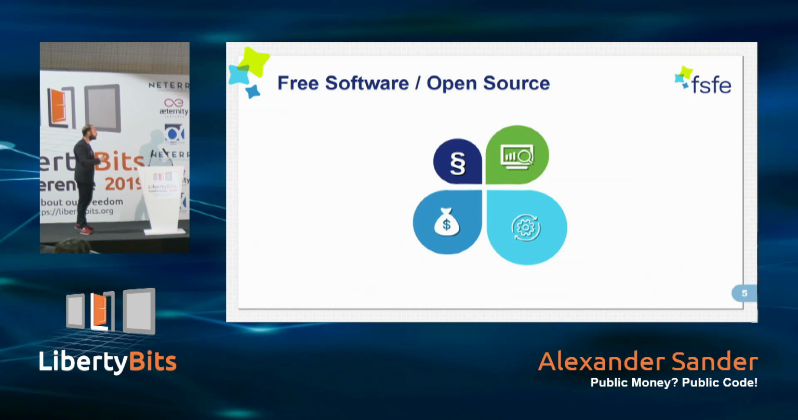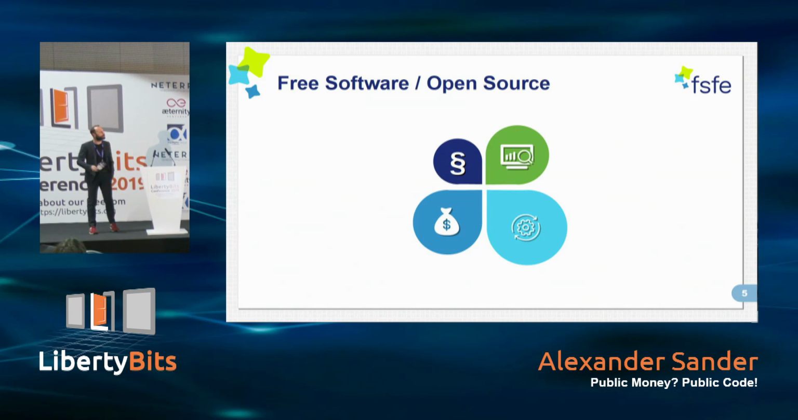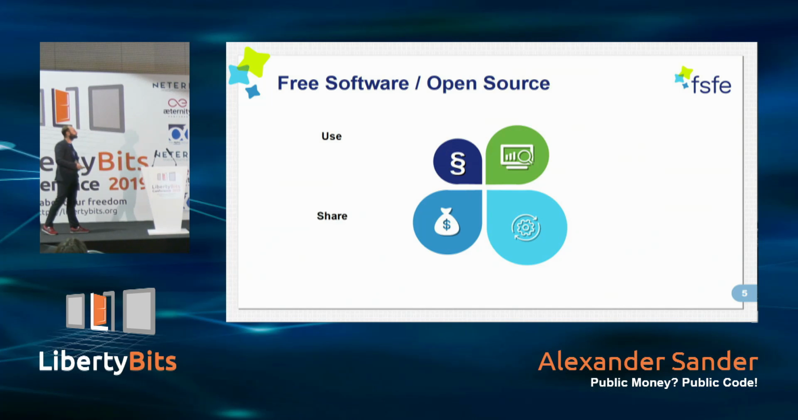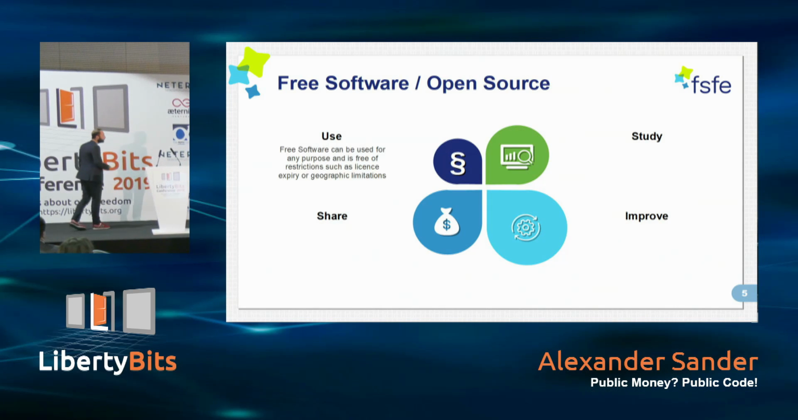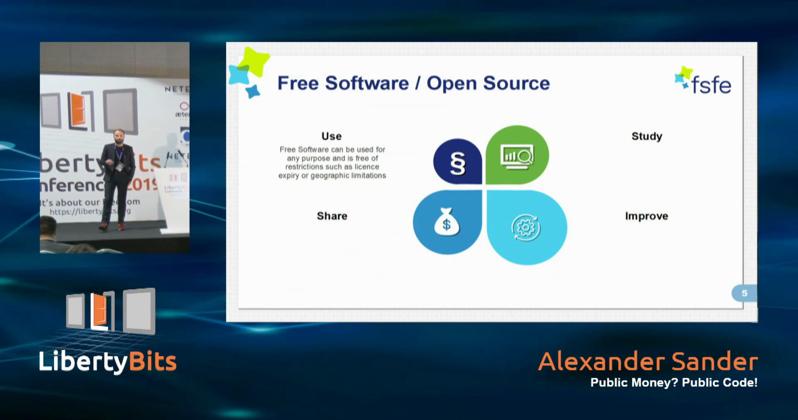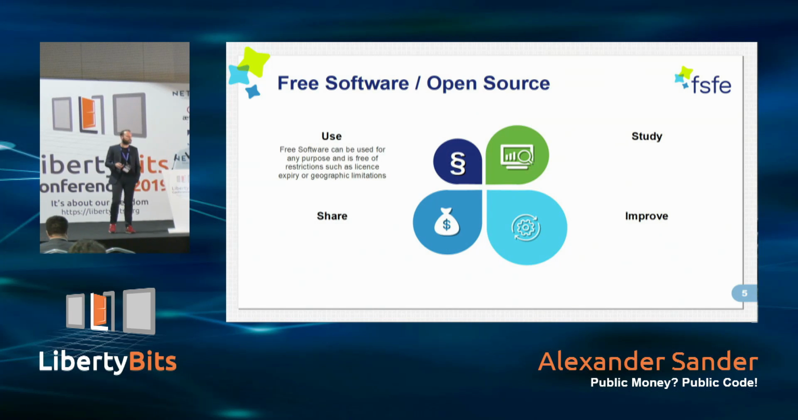So Richard already explained the 4 freedoms which make free software, open source software. You can use, share, study, and improve software, which means you can use the software without any limitations or restrictions, for example, geographic limitations. You can share the software. You can also share the software with money, so you can earn money with free software, but you can also give it away for free.